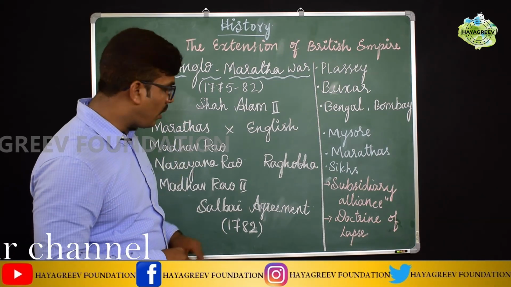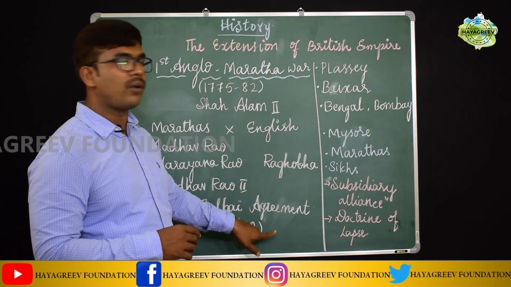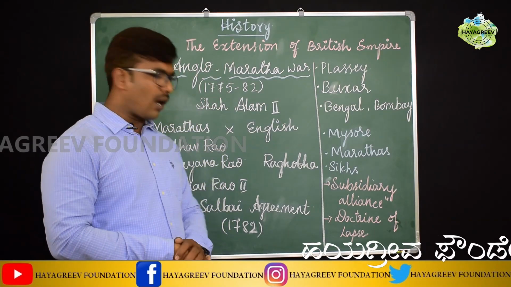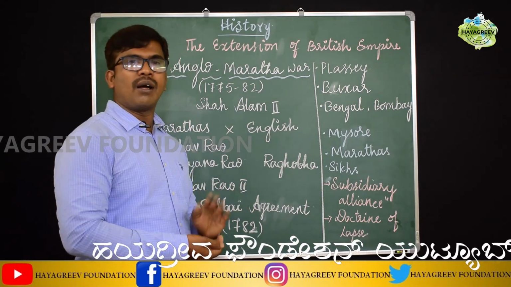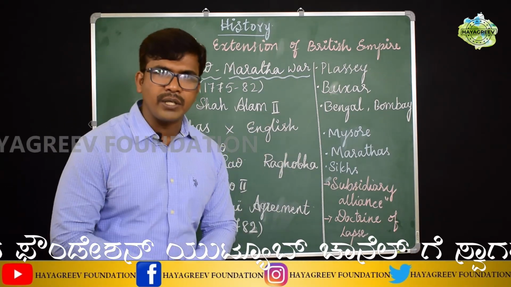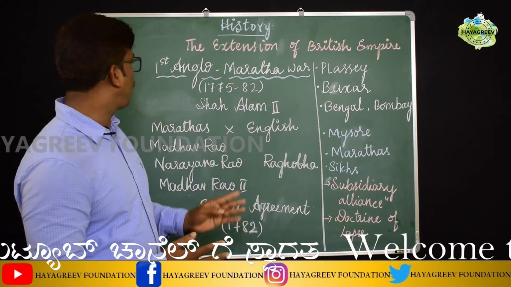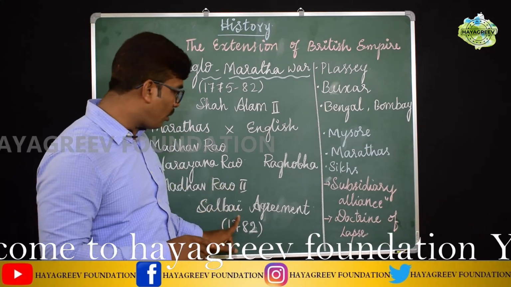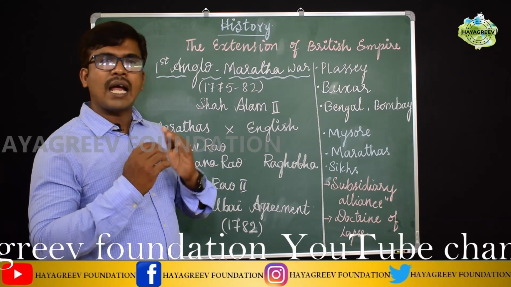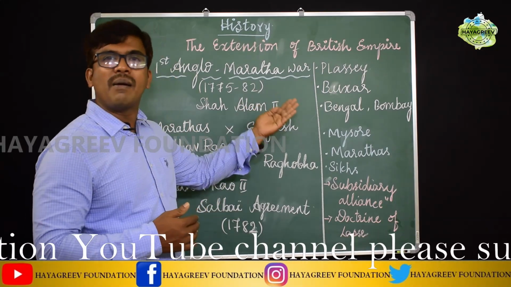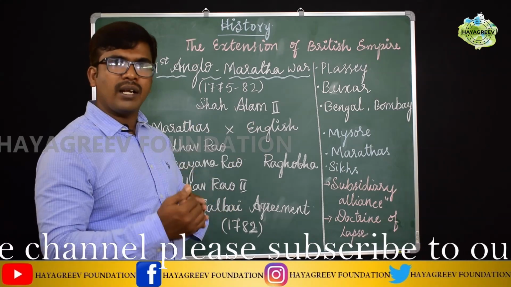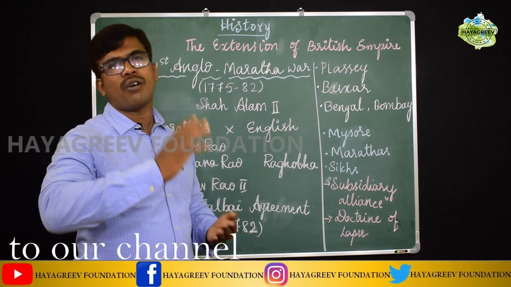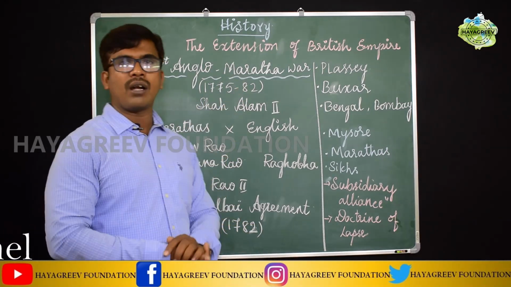Through the treaty, which was signed in the year 1782, the First Anglo-Maratha War came to an end. Students, according to the treaty, the Marathas handed over some places to the British. In return, the British accepted Madhav Rao II as the Peshwa of the Marathas. Thus, the First Anglo-Maratha War came to an end.